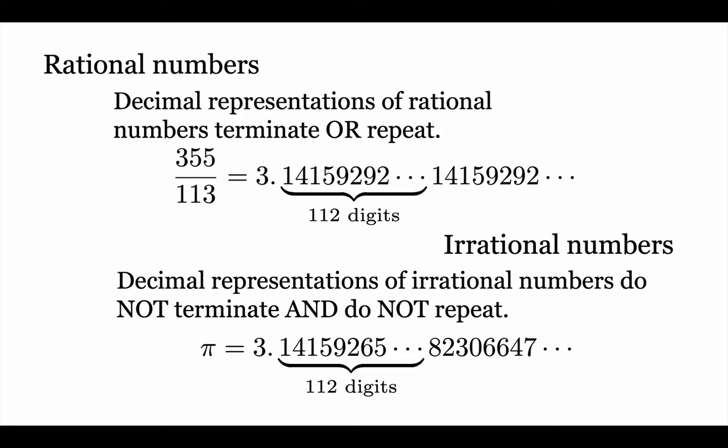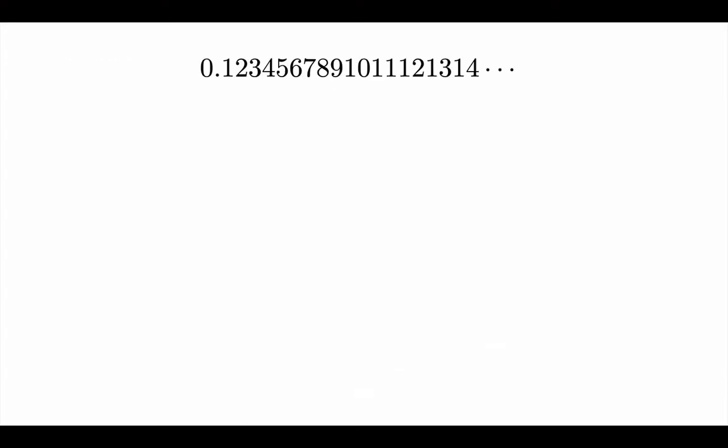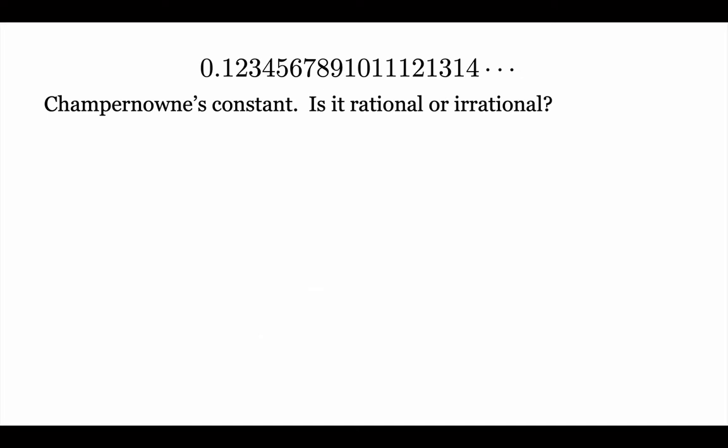Going to look at an interesting number now. This is known as Champernowne's constant. We want to know, is it rational or irrational? Well, let's understand what this constant is. You start off at the decimal point, and then you start counting: 1, 2, 3, 4, 5, 6, 7, 8, 9, 10, 11, 12, 13, 14, and so on. That's that particular constant. Is it rational or irrational?